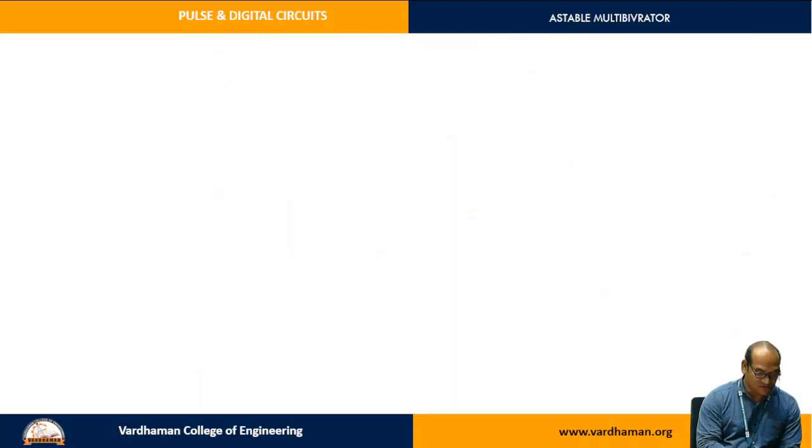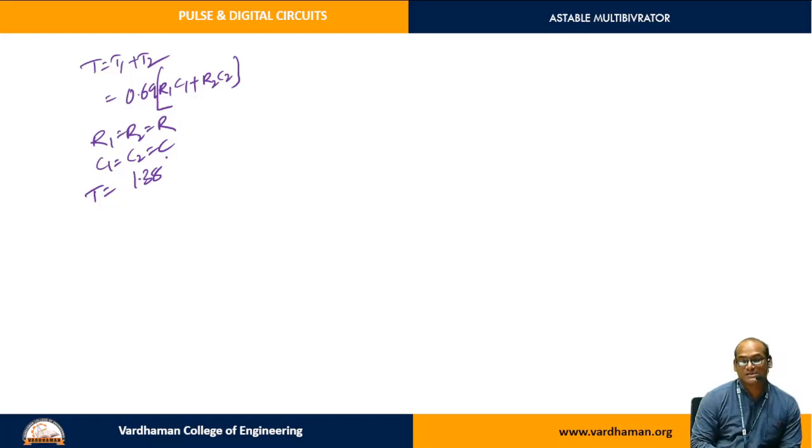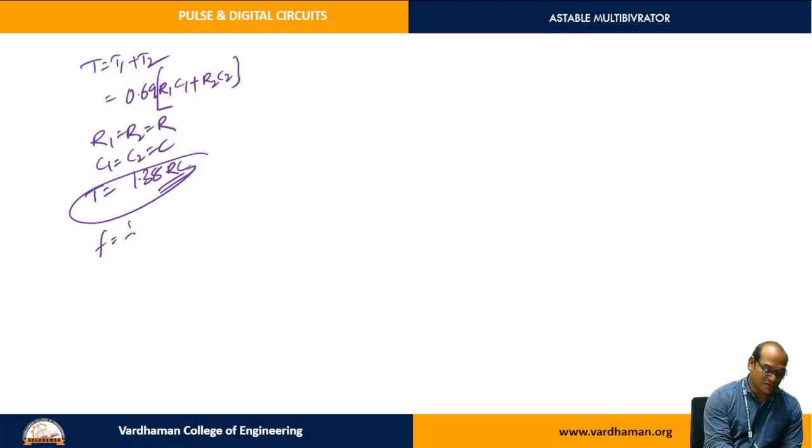I am going to the next slide. That is T1 plus T2. T1 means 0.69 R2C2 or R1C1. If you take 0.69 common from the T1 and T2 formulas, 0.69 into R1C1 plus R2C2. If you take R1 is equal to R2 is equal to R and C1 is equal to C2 is equal to C, this is 0.69 into 2, which means 1.38 into RC. So in this manner we will get the time period, and if you want frequency, it is 1 by time period.